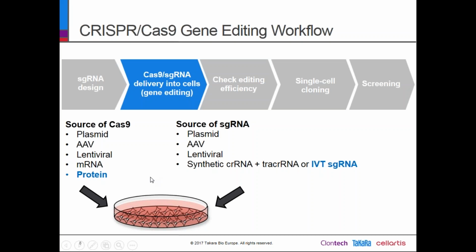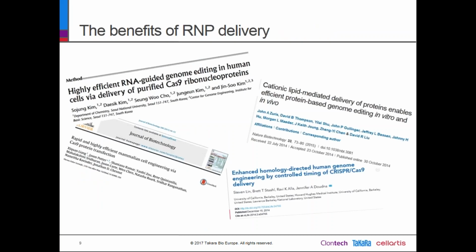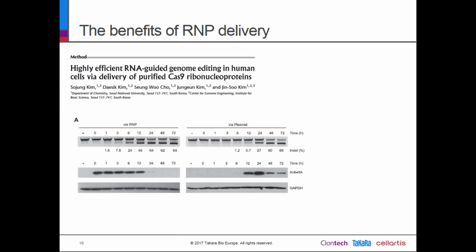And today I would like to show you two examples of protein delivery, or RNP delivery, so delivery of ribonucleoprotein complexes of the active Cas9 protein together with in vitro transcribed guide RNA. It has already been shown in the past by several publications, and I just chose a few of those, that the delivery of Cas9 protein together with the guide RNA has several advantages compared to plasmid delivery, for example. And I would like to show you some data, for example, from the paper from Kim et al.